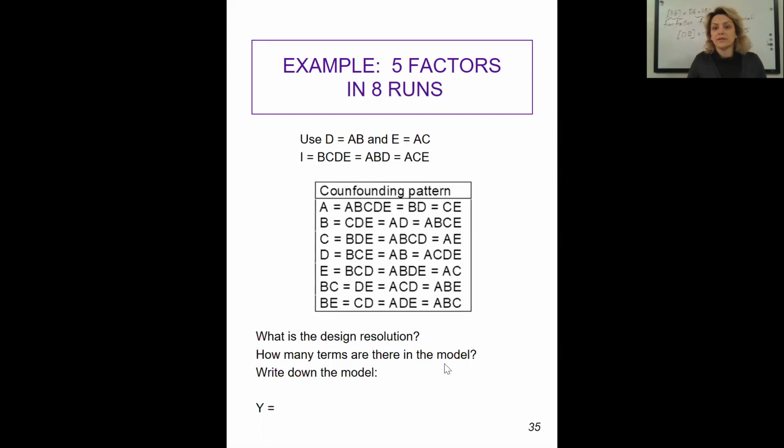How many terms are there in the model? So how many terms do we have? We have 7 parameters, right? And we have 1 term for beta null. So we would have 8.